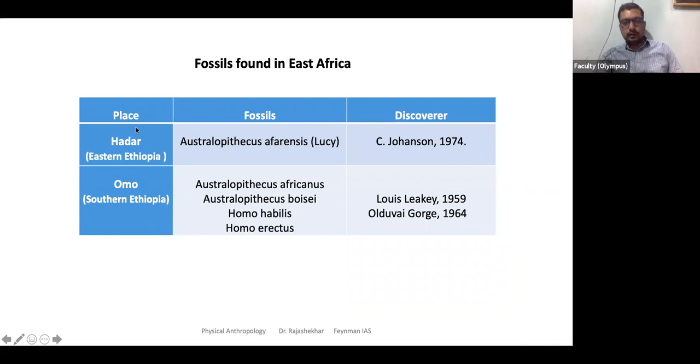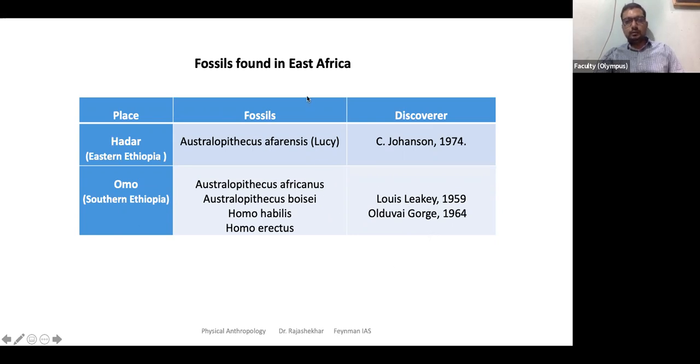In East Africa also, they found some fossils related to this: Hadar in eastern Ethiopia and Omo in southern Ethiopia. In Ethiopia, they found fossils related to Australopithecus afarensis. This is very famous, Lucy. It sometimes appears in the news. Lucy, Australopithecus afarensis, was found by Johanson in 1974. In southern Ethiopia they also found a lot of others: africanus, boisei, habilis, erectus. Louis Leakey and Olduvai Gorge, they unearthed these.